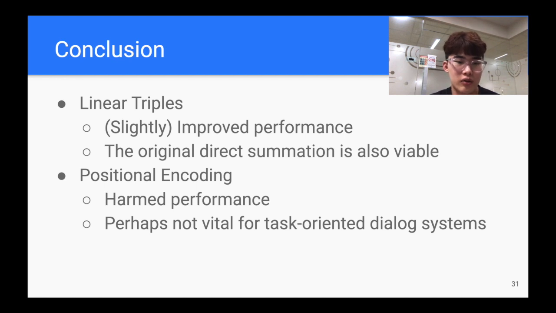For position encoding, the models with this modification performed poorly. We may have overpowered the original semantic information with position information. We conclude that in the domain of task-oriented dialogue, the user's utterances are relatively straightforward without complicated grammar. Therefore, injecting temporal information may not have been as important as we believed.